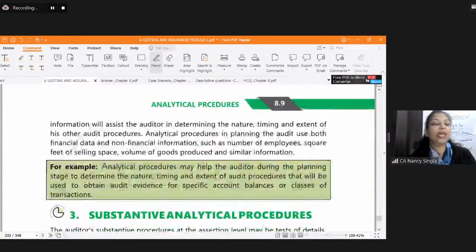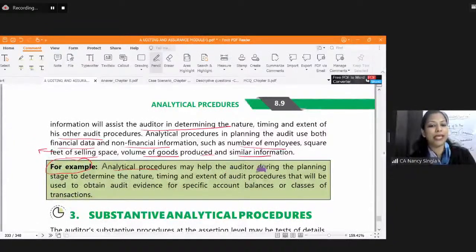Okay? It will help the auditor to determine the NTE of his other audit procedures, and the auditor will consider financial as well as non-financial data, like the number of employees, the square feet of selling space, suppose these are some builders, volume of goods produced, and similar information. Analytical procedures may help the auditor during the planning stage to determine the NTE of audit procedures, to obtain audit evidence for specific account balances or classes of transactions.